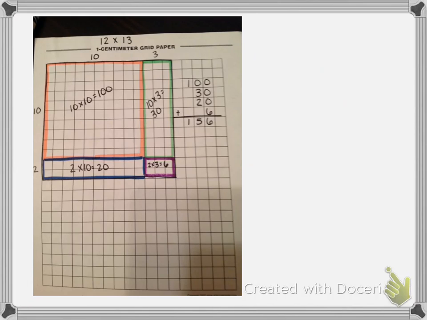The last thing we need to do to find the area of our total big rectangle that we had outlined is to add those numbers up. So you need to add 100 plus 30 plus 20 plus 6, which will give you 156, which is the answer to our multiplication problem that we started out with. 156. Once you have all of that written down on your paper, you are going to put that into your math journal. You can cut it out and glue it in, or you can fold it and glue it into your journal.